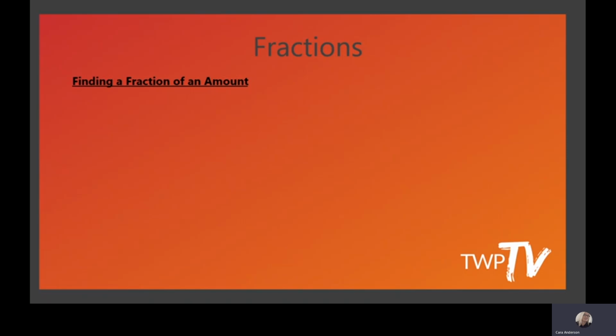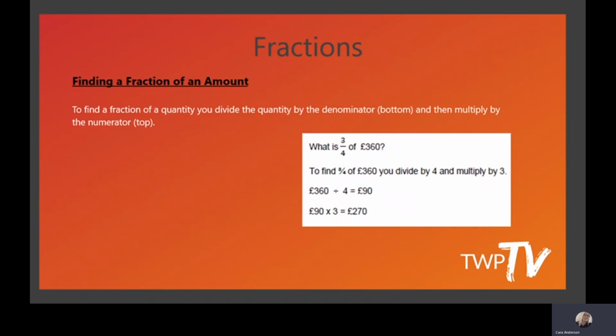So now we're going to look at finding a fraction of an amount. To find a fraction of a quantity, you divide the quantity by the denominator, so that's the bottom number, and then multiply it by the top number. This is obviously a really effective process to use if you're looking at a fraction of an amount in terms of money. So if you're looking at how much something costs and you need to work out that you get a quarter off the price, or you're getting 1/3 off the price as a special offer today, this is how you're going to work it out.